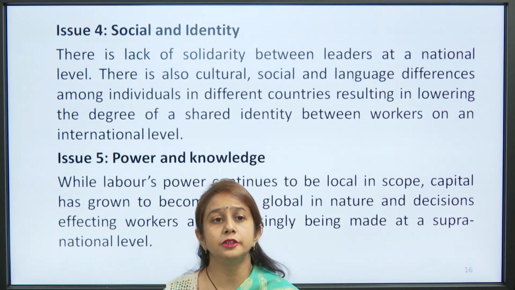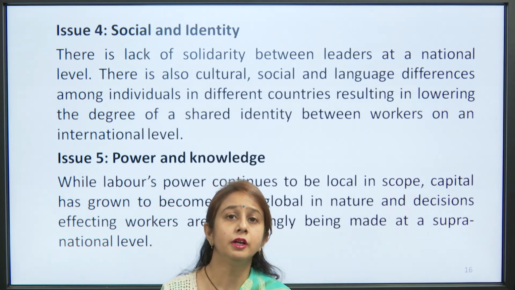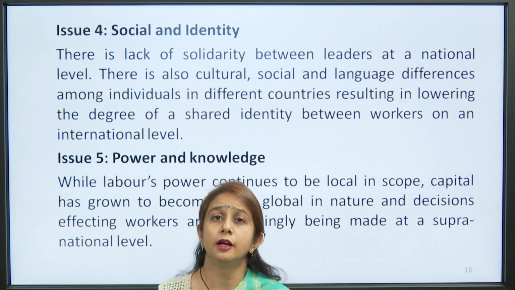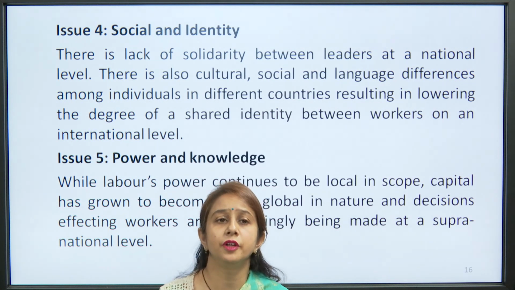So, the trade unions must also have the power, must also be knowledgeable enough to use their power to present their demands in front of the employers.